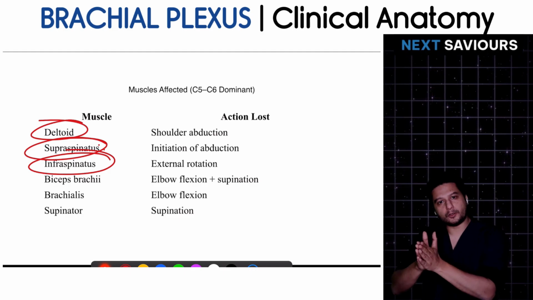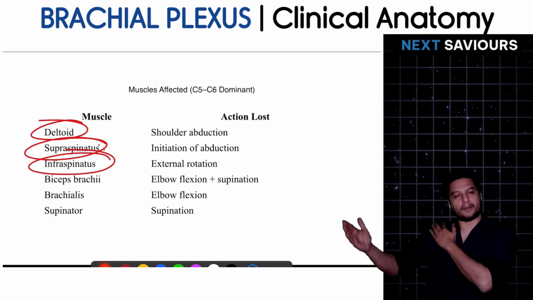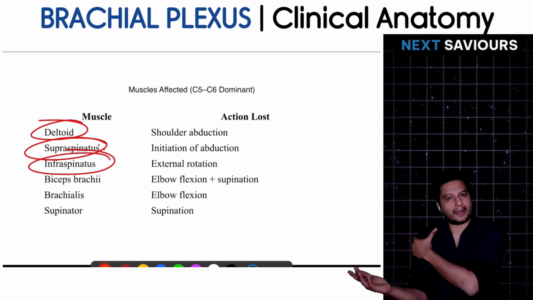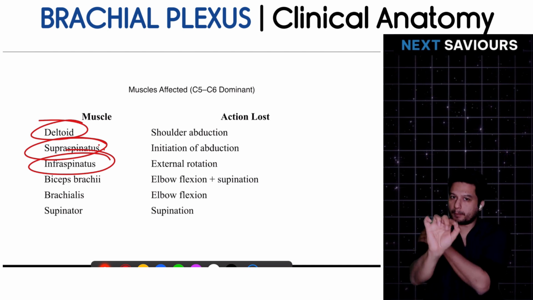So the patient is going to have a loss of abduction and loss of external rotation at the level of the shoulder. So these are the two abnormalities at the level of the shoulder the patient would be presenting with.